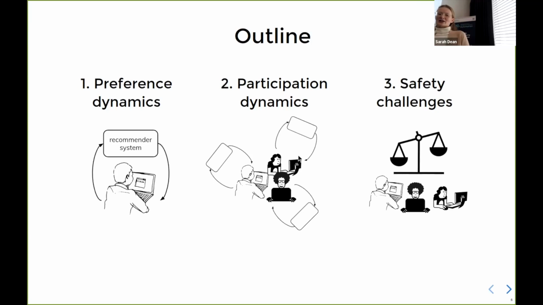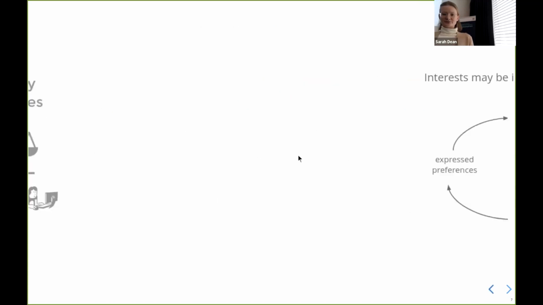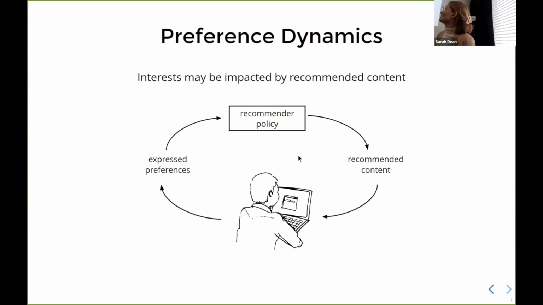These first two examples are maybe technically very precise systems, but there will be gaps between what I can describe and what is probably going on in the real world. And I'll talk about that in the third part and the challenges that we might have to solve there. So first, I'll start with the setting of preference dynamics.